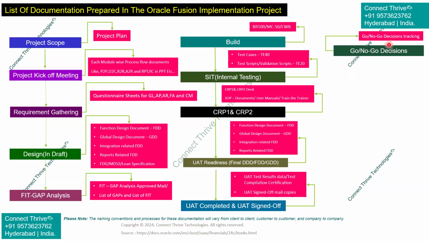Here we can track all the modules, the business users' test data, how many scenarios they executed, how many test scenarios passed, how many failed, how many were not tested, and what is the level of confidence for the business user. Okay, so what is the testing count, both positive and negative. Everything we will prepare in the go no go decision tracker.